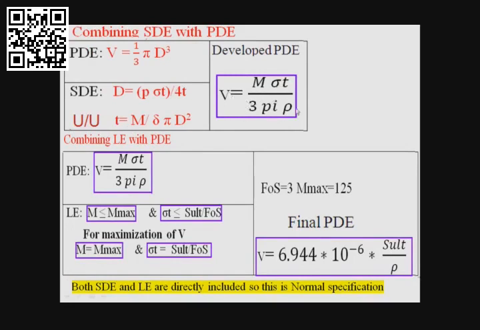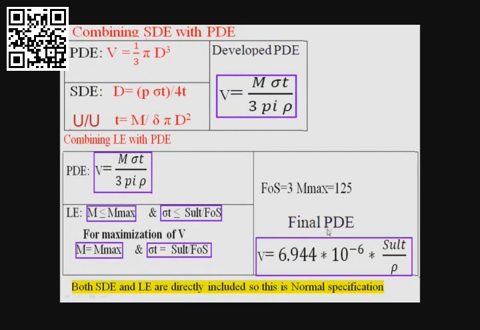So substitute these equations in the primary equations. We are going to get the equation V equals M into σT divided by 3 into Pi into ρ. M is the mass, σT is the stress induced, Pi is the internal pressure, and ρ is the density. So this is the primary design equation, and these are the limiting equations.